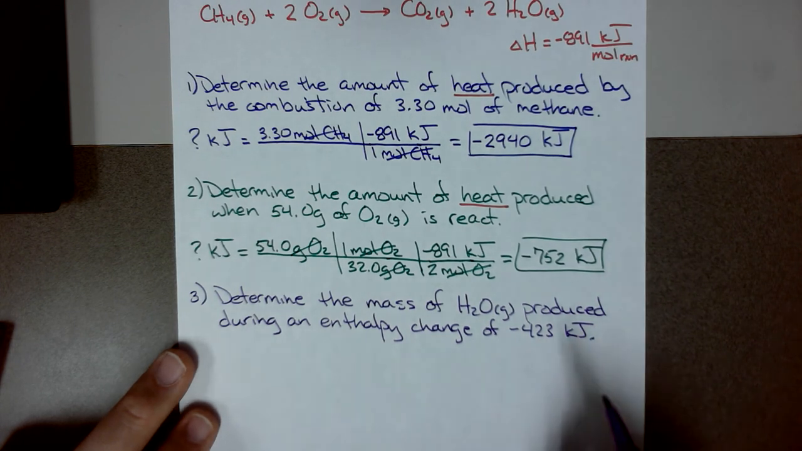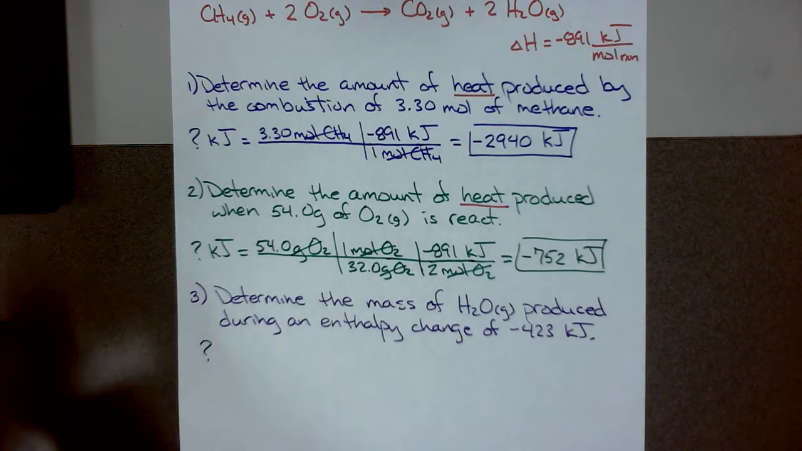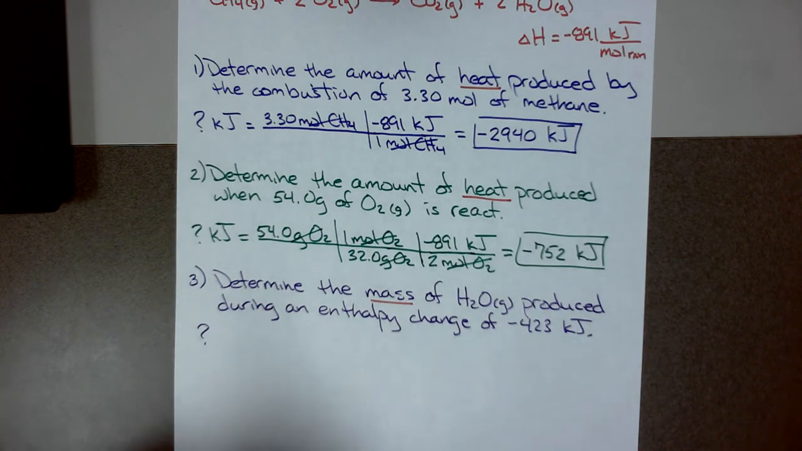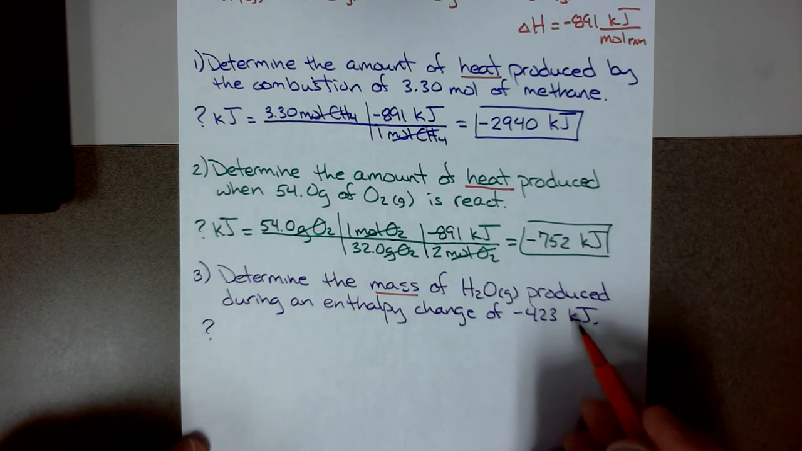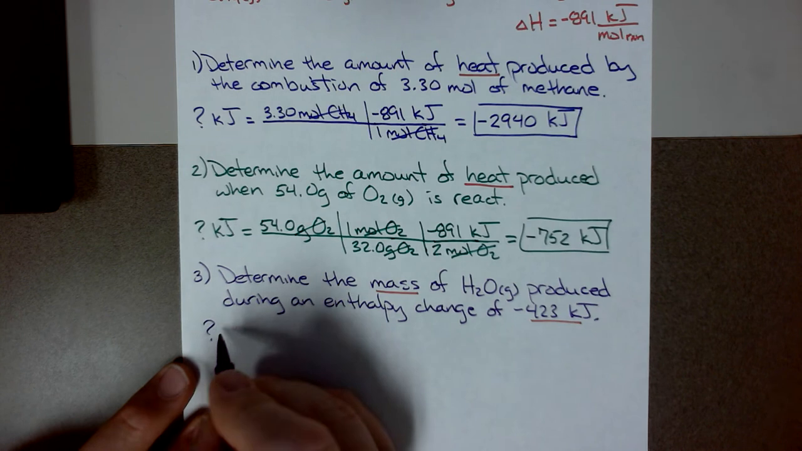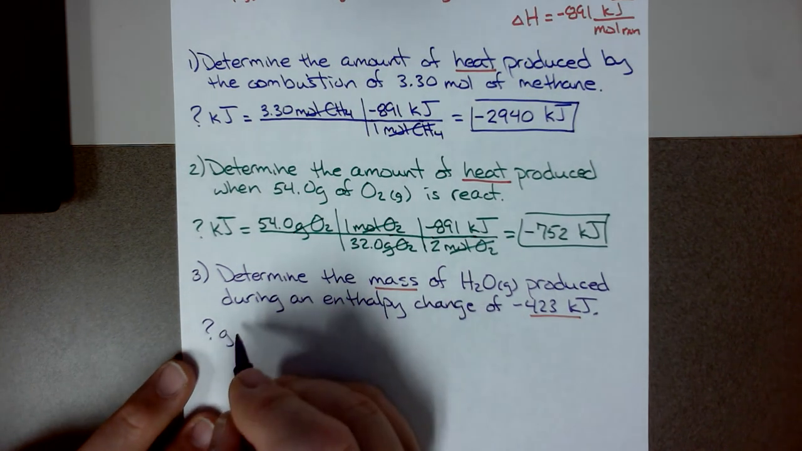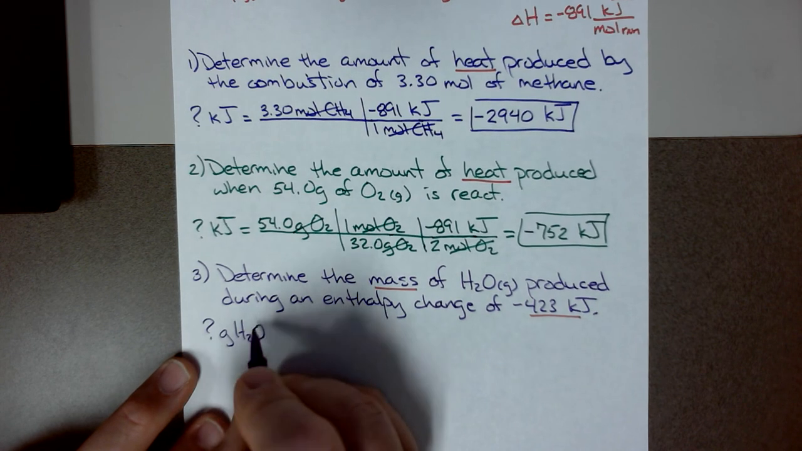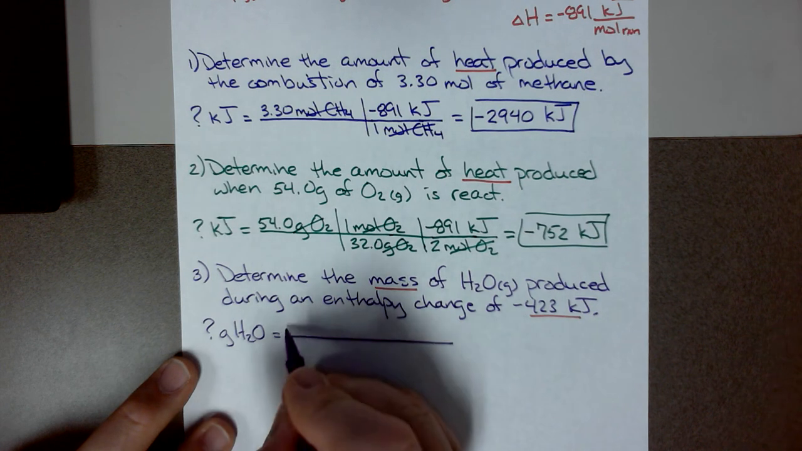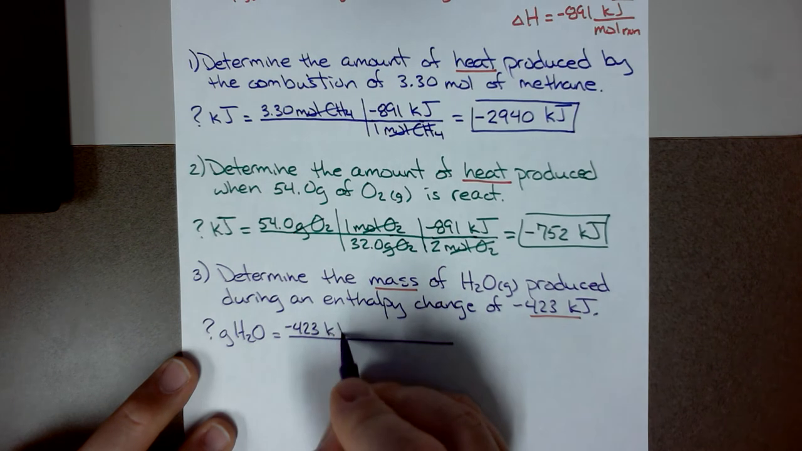So again, we start, and I'm looking for grams. So in this case, I'm determining the mass of oxygen when I have the amount of energy. So how many grams of oxygen? I keep saying oxygen, I meant water, sorry. How many grams of water are produced when this much energy gets produced.